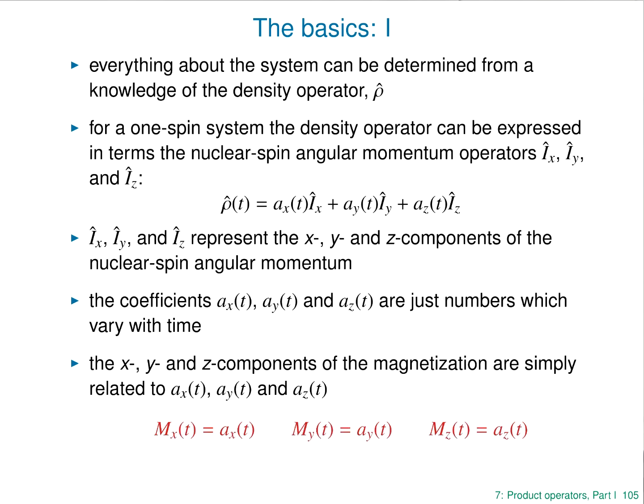So for example, you could say that if the coefficient of the X operator is AX, that means the amount of X magnetization is proportional to AX. The amount of Y magnetization is proportional to AY, and so on. Now there's some constants of proportion in there which have all sorts of physical constants in them which are of no consequence to us. So we'll just assume that the X magnetization is equal to this coefficient, and that's perfectly okay.